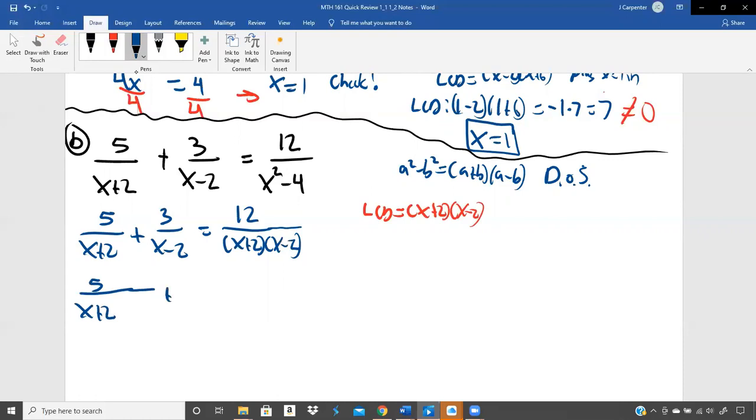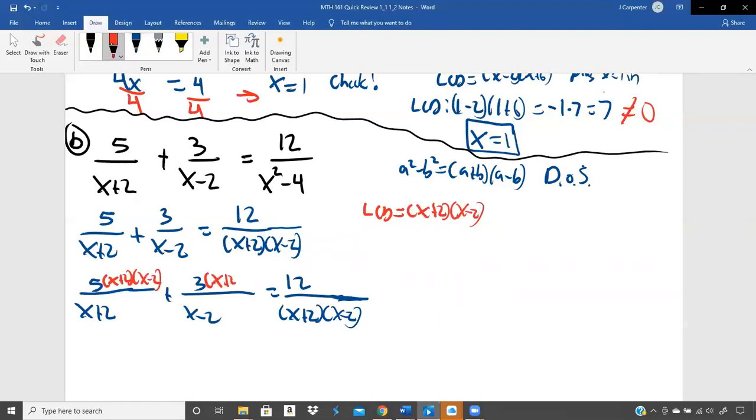That's what we'll multiply the 5, the 3, and the 12 by. Five, x plus 2, x minus 2, the 3, and the 12. Even if that 12 did not have the bottom part, even if this was not here originally, the 12 would still get the x plus 2 and x minus 2. It doesn't matter that it's whole.